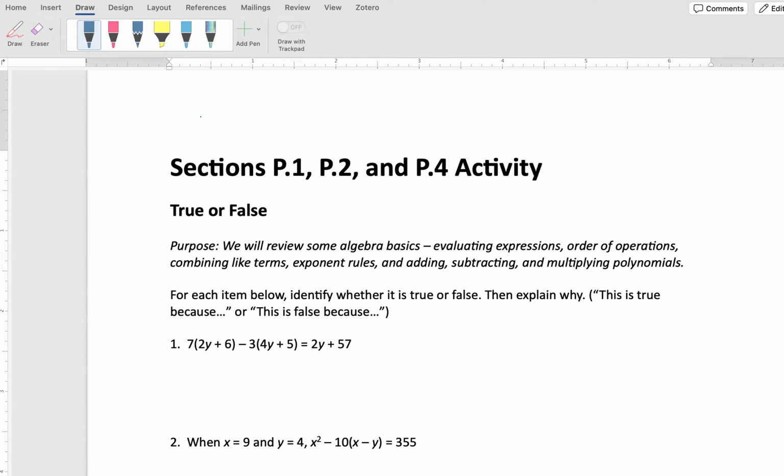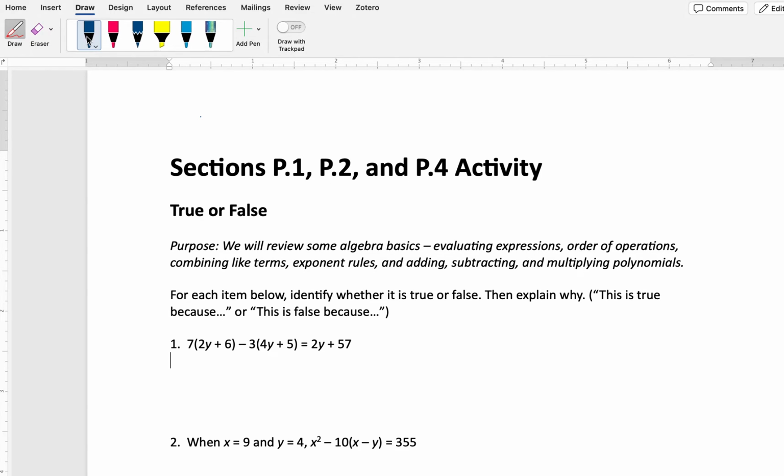In this video, we are going to cover sections P.1, P.2, and P.4. We're going to do this through a true or false activity. Through this activity, we're going to review the following topics: evaluating expressions, order of operations, combining like terms, exponent rules, and adding, subtracting, and multiplying polynomials. So we're going to do this by identifying whether each item is true or false and explaining why.